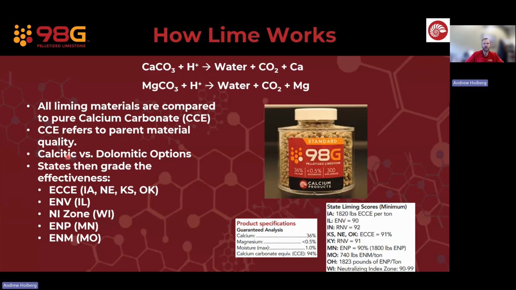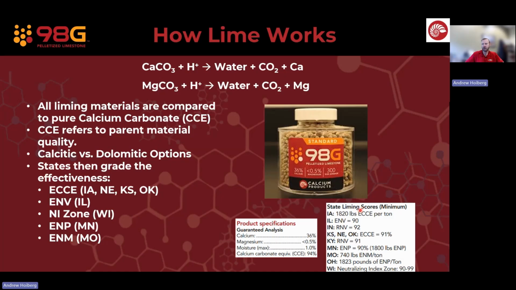States will then put this information into a formula. Generally, it's the moisture content, the fineness of the material, and then the purity or the CCE value. And that's what we get these different scoring systems from in different states. They're all trying to tell us the same thing. Their equations and their methods are just a little bit different from each other.